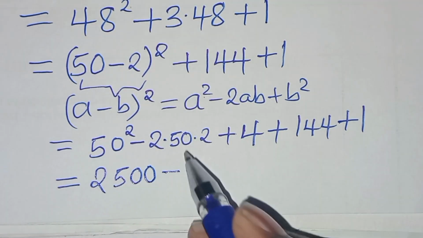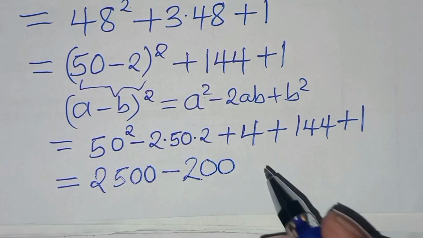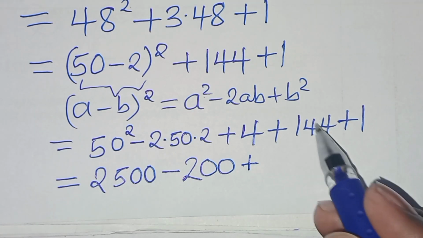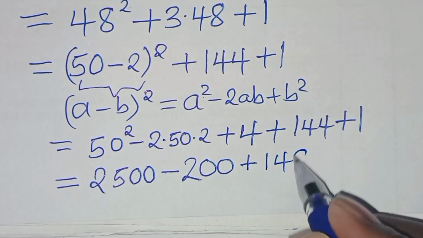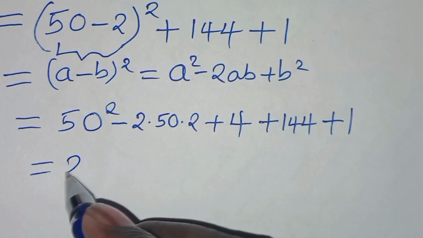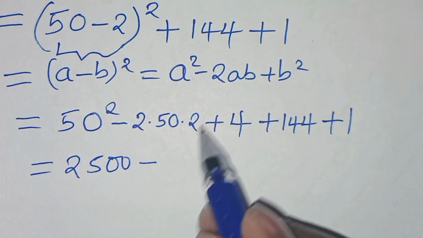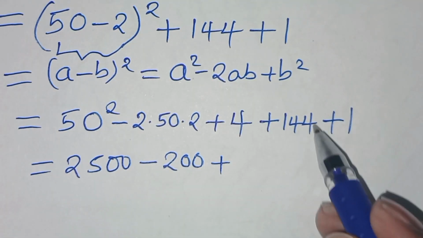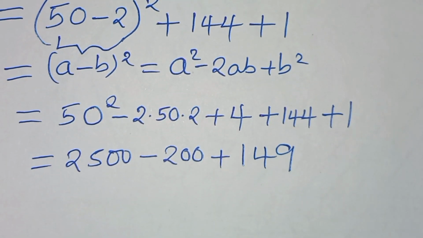Then subtract 50 times 2, this is 100 times 2, this is 200. Then plus, this is 4 plus 144, which is 148 plus 1, this is 149. So let's proceed. So 50 squared, this is equal to 2500. Subtract 50 times 2, 100 times 2, this is 200. Then plus, this is 4 plus 144, which is 148 plus 1, 149.